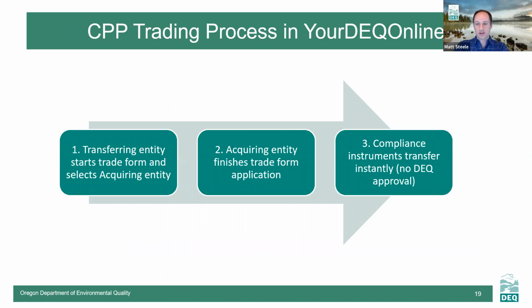So just a quick overview of the process for trading. The first step in the process is the transferring entity, who will be trading their compliance instruments, will start their own trade form. Within that form, you'll select your trading partner, who will be the acquiring entity. Once you've completed your portion of the form, that form will move on to the acquiring entity's account, and they will finish that trade form.